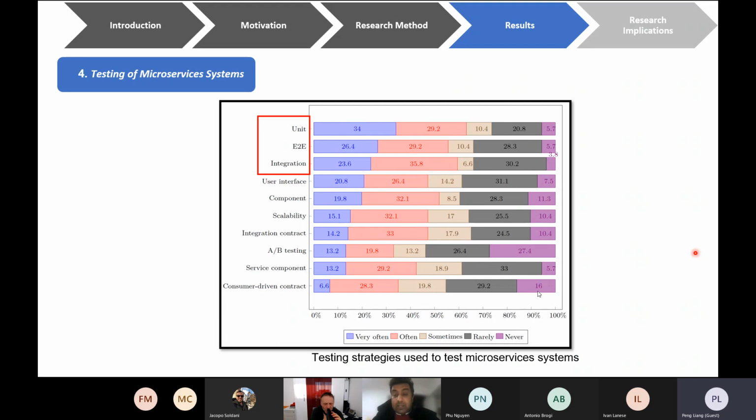Finally, we asked about the reason for end-to-end testing. Out of 6 interviewees, 3 stated that they typically perform end-to-end testing for testing the whole microservices system.